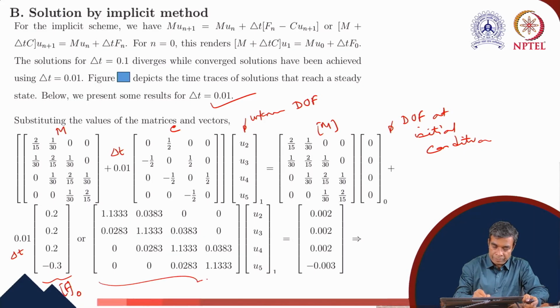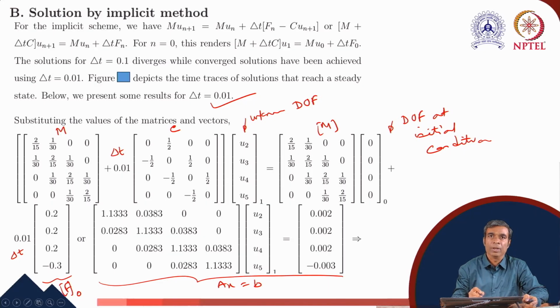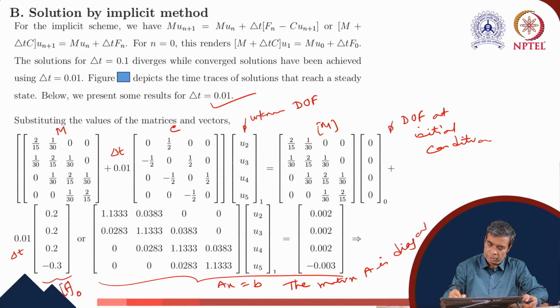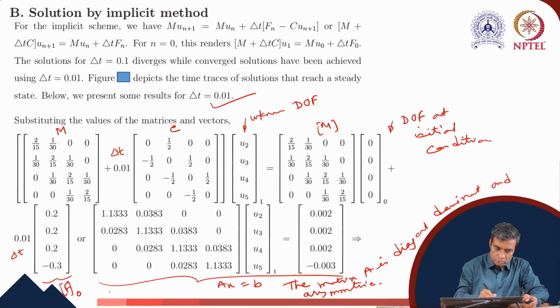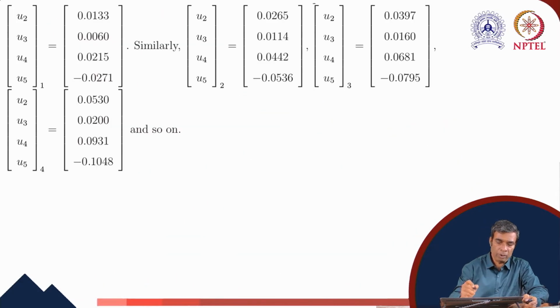Simplification gives us the AX equals B matrix equation system, which we solve by using the Gauss-Seidel method. This matrix equation system is found to be diagonal dominant. The matrix A is diagonal dominant and asymmetric. We use the Gauss-Seidel method to find the solution, and the first step solution is shown here.